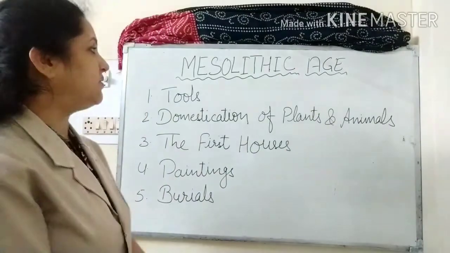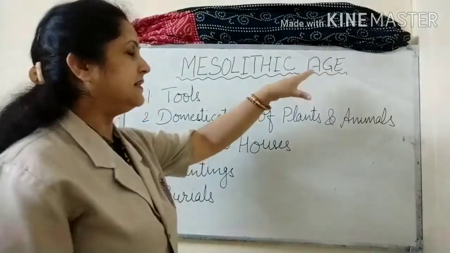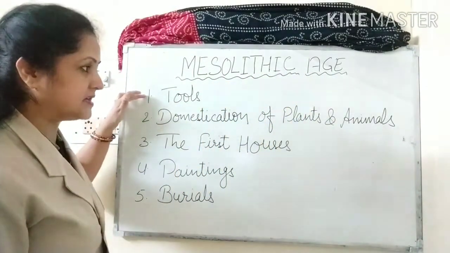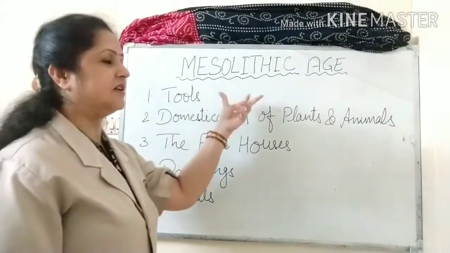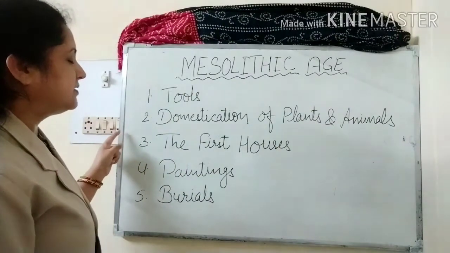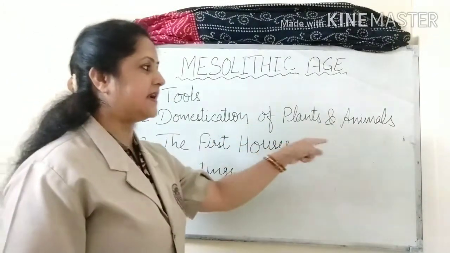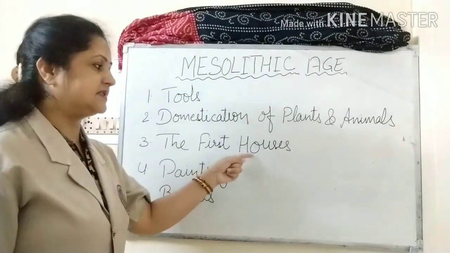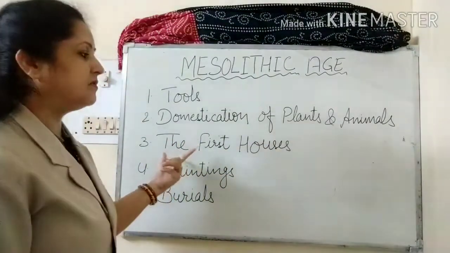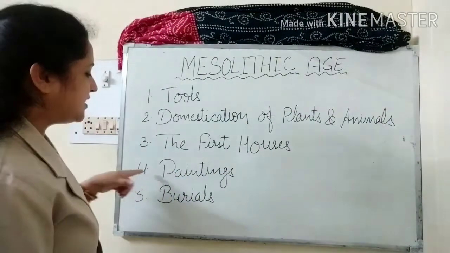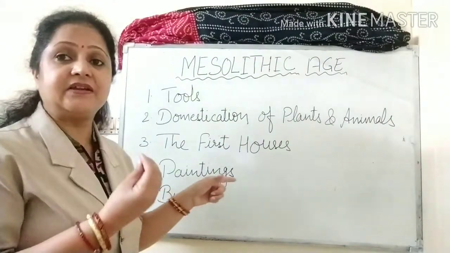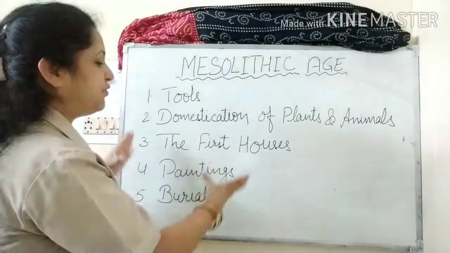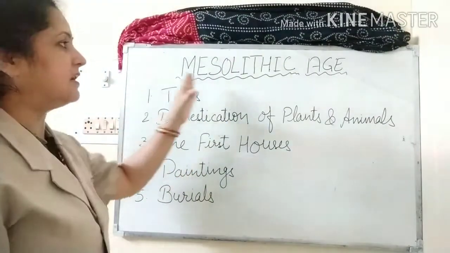So today I explained to you about the Mesolithic age. First, I explained about the tools used by the people of the Mesolithic age, and mainly the tool used by them was the microlith. Second, I explained about the domestication of plants and animals. Third, I explained about the primitive houses that man built at that time near the river valleys. After that, I explained about the paintings and the colors he used for painting at that time. Then I explained about the burials. All these points were of the Mesolithic age.